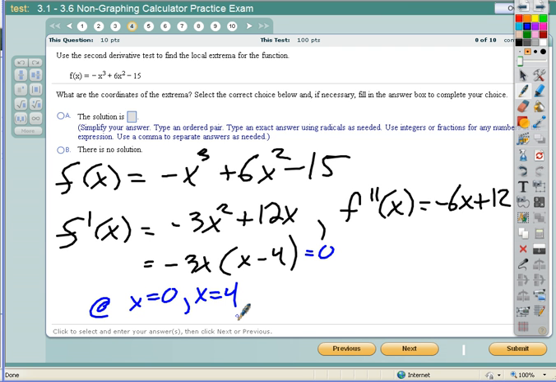So the first derivative critical numbers are 0 and 4, right? So if I make a table up here, it's going to be a little messy, but I'm just going to do it right on here.